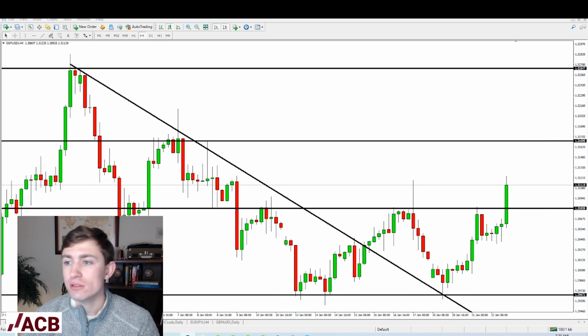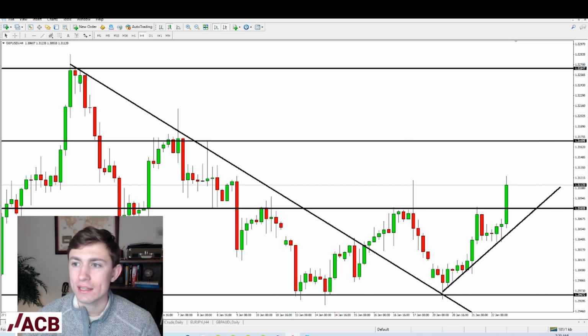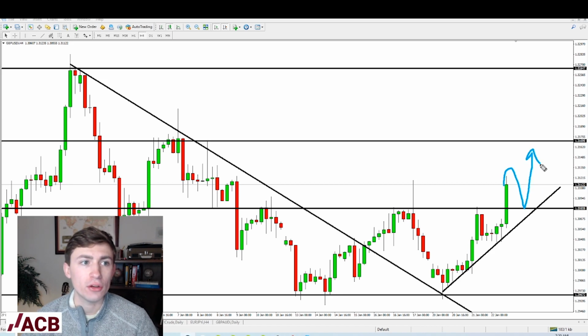One more minor level to consider for you guys is this level here. We do have a nice little trend line there to watch for potential pullbacks if you're looking to get involved with pound dollar. Personally, I like the idea of this trend line here to the upside.